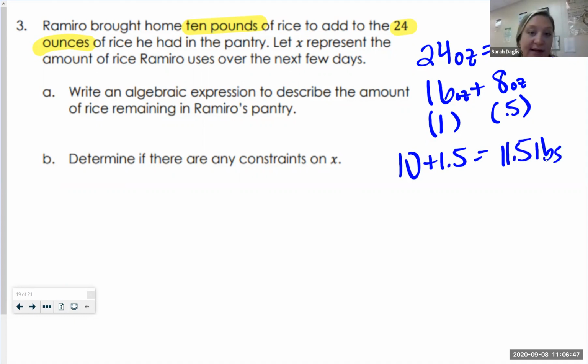Write an algebraic expression to describe the amount of rice remaining in Ramiro's pantry. Okay, so we know what we're starting with. We are starting with 11.5 pounds of rice. My description of our problem already gave me a variable, and it said let X represent the amount of rice used over the next few days. So X is going to show us how many days or what we're using each day.